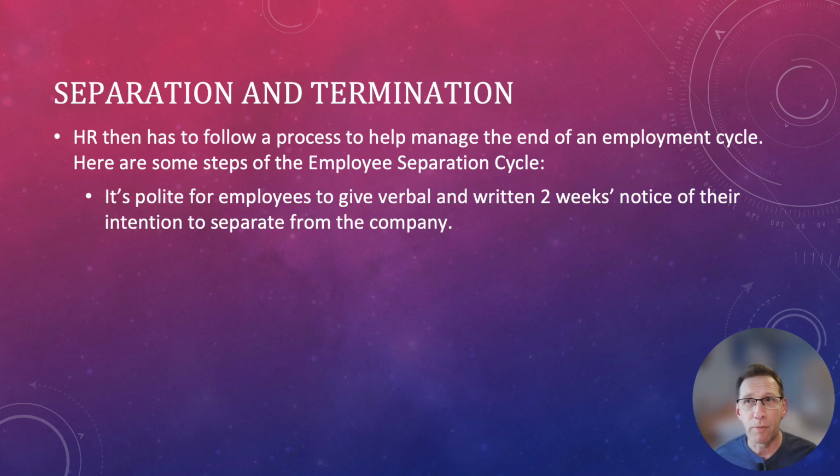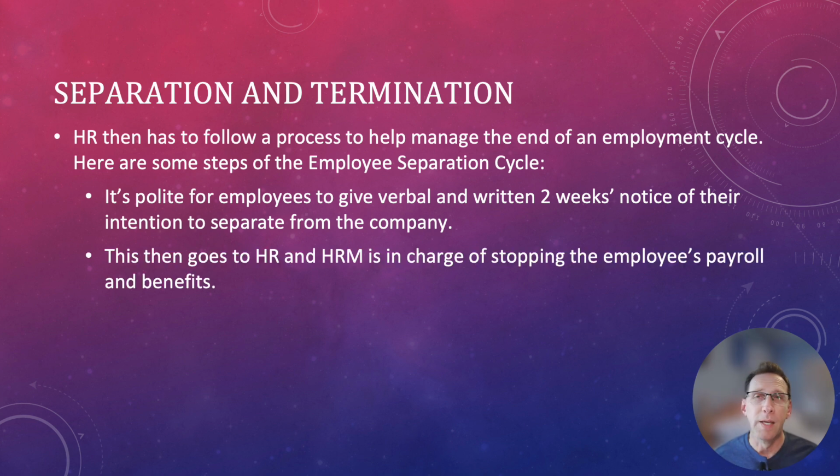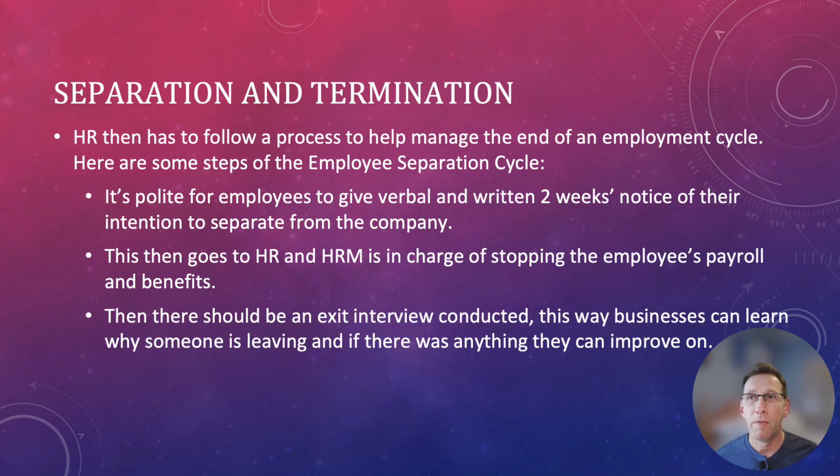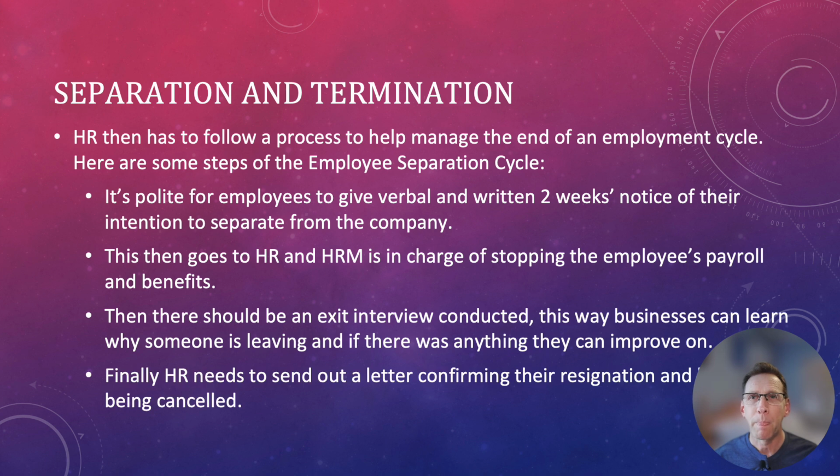First, it is polite for employees to give verbal and written 2 weeks notice of their intention to separate from the company. This then goes to HR, and HRM is in charge of stopping the employee's payroll and benefits. Then there should be some type of exit interview conducted. This way the business can learn why someone is leaving and if there was anything that they can improve on. Finally, HR needs to send out a letter confirming their resignation and benefits being canceled, and copies should always be kept.